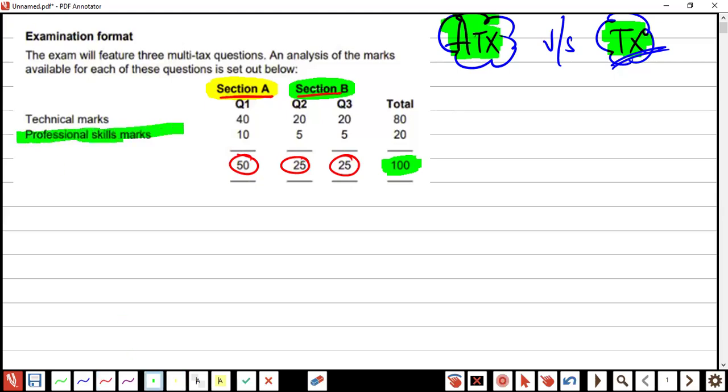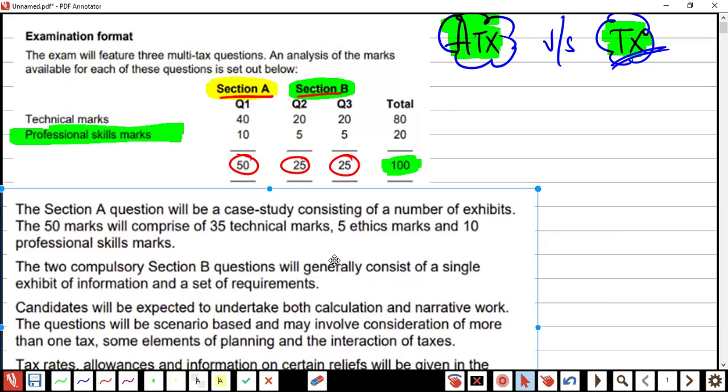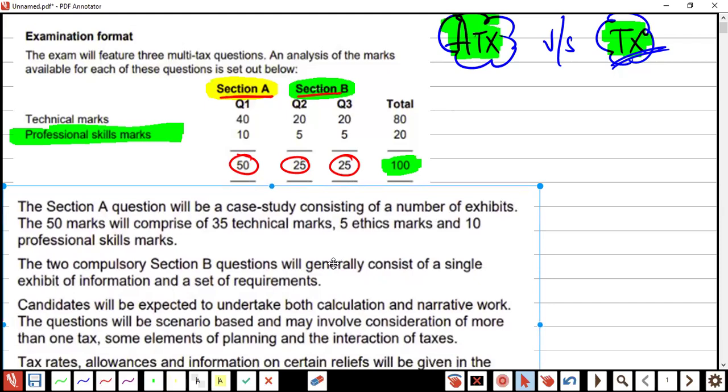The new thing is this: professional skills marks. What is this? Students who just completed a skills level paper, where the last paper is TX, and now want to do ATX, can do it. But for them, there is a new concept called professional marks. There are zero professional marks in your skills level journey. Students who pass FCA, TX, FR, AA, FM, all the papers of skills level, don't know what professional skill marks are.